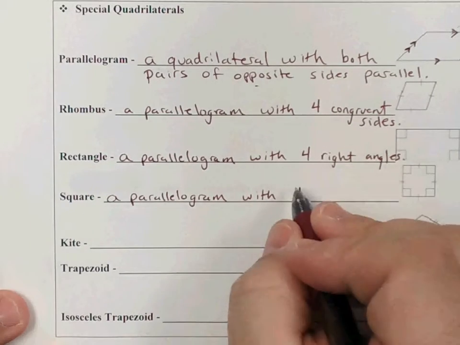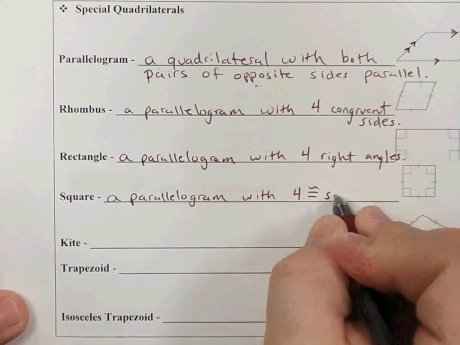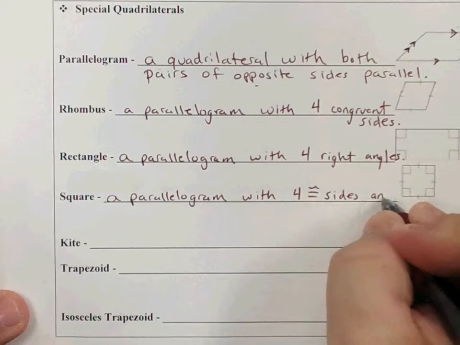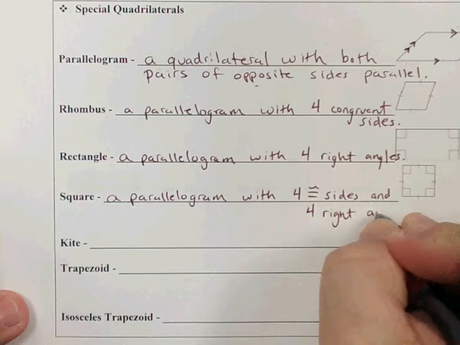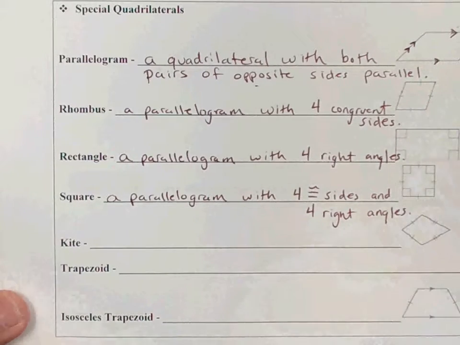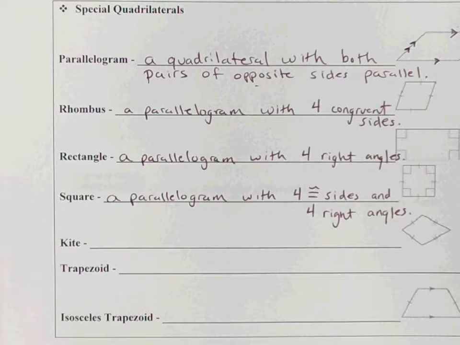With four congruent sides and four right angles. So you can say that all squares are rectangles, but not all rectangles are squares. You could also say all squares are a rhombus, but not all rhombuses are squares.